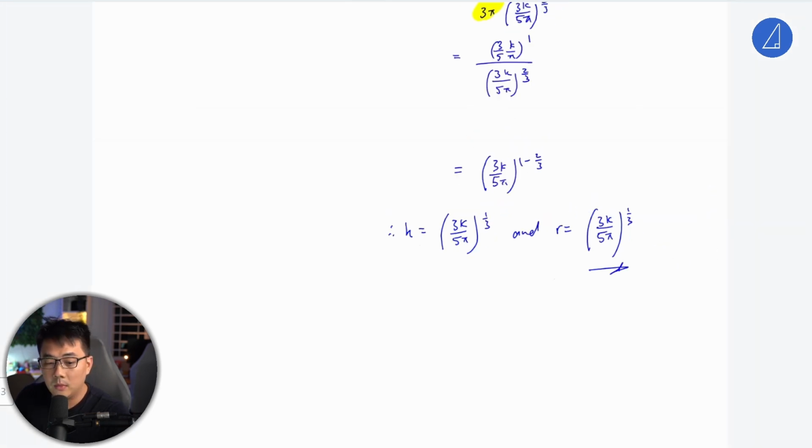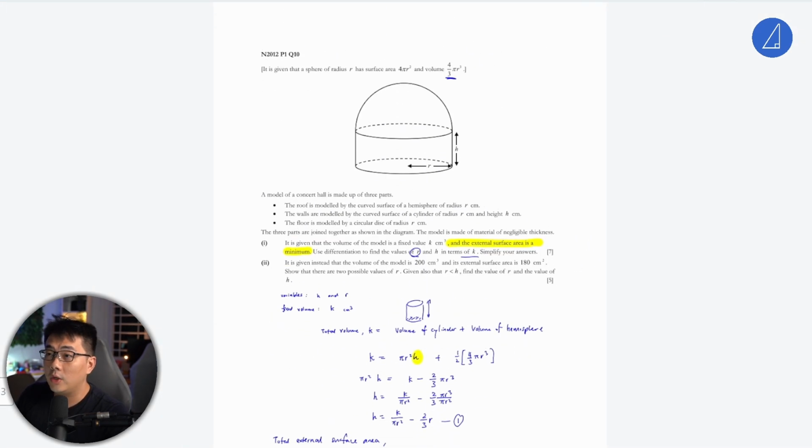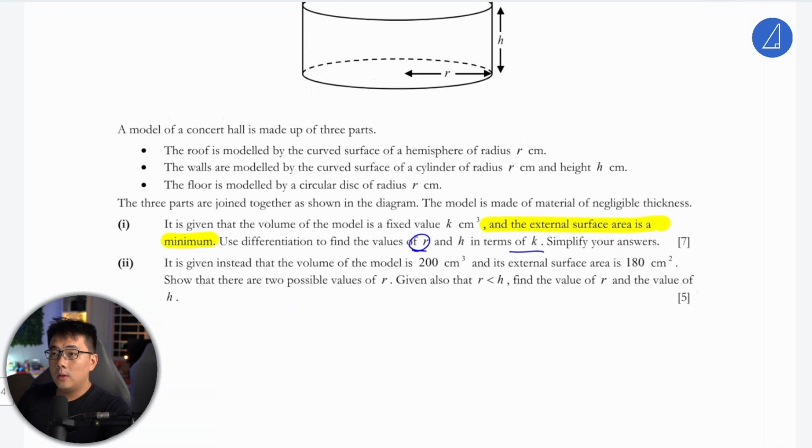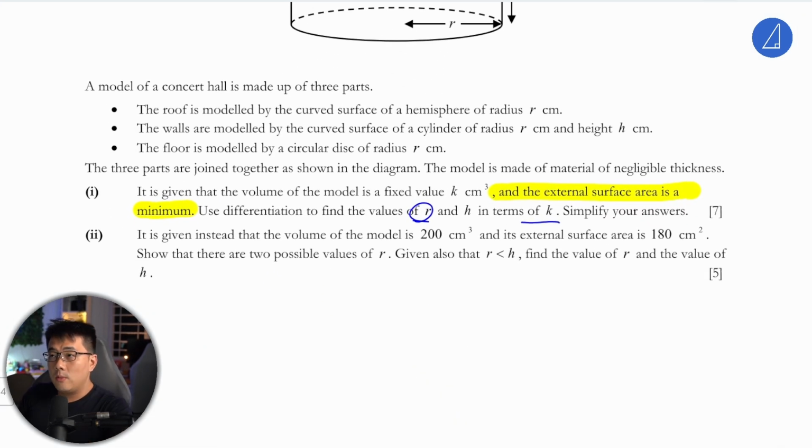Okay, that's it. So that's the first part. Pretty interesting question, I think. So let's look at part 2. It is given that instead the volume of the model is 200 cubic centimeters and the external surface area is 180 cm square. So the two possible values of r is this. Okay, I think this has nothing to do with maximum and minimum now.